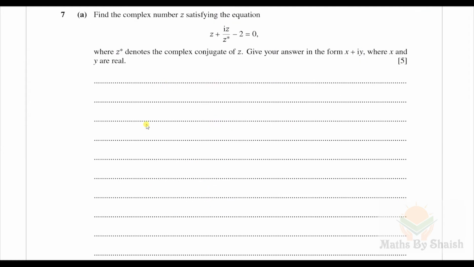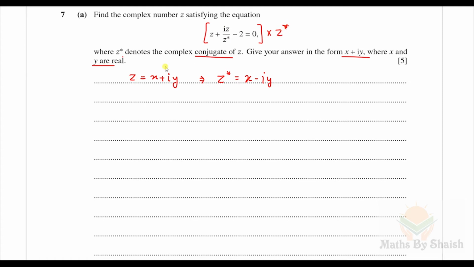Here's question number 7. Find the complex number z satisfying the equation z plus iota z over z star minus 2 is equal to 0, where z star denotes the complex conjugate of z, and give your answer in the form x plus iota y, where x and y are real numbers. So let's assume that z is equal to x plus iota y. It means the complex conjugate of this, that is z star, would be x minus iota y. So let's multiply the whole equation by z star.